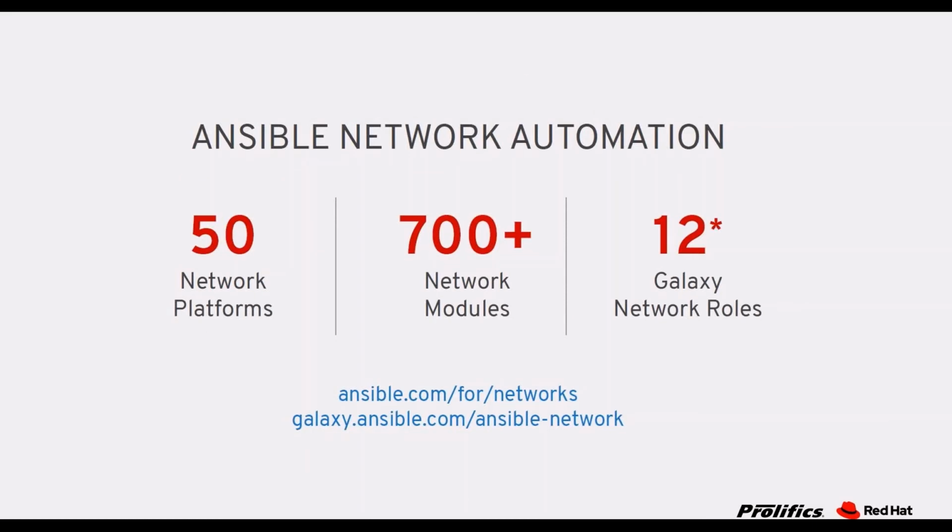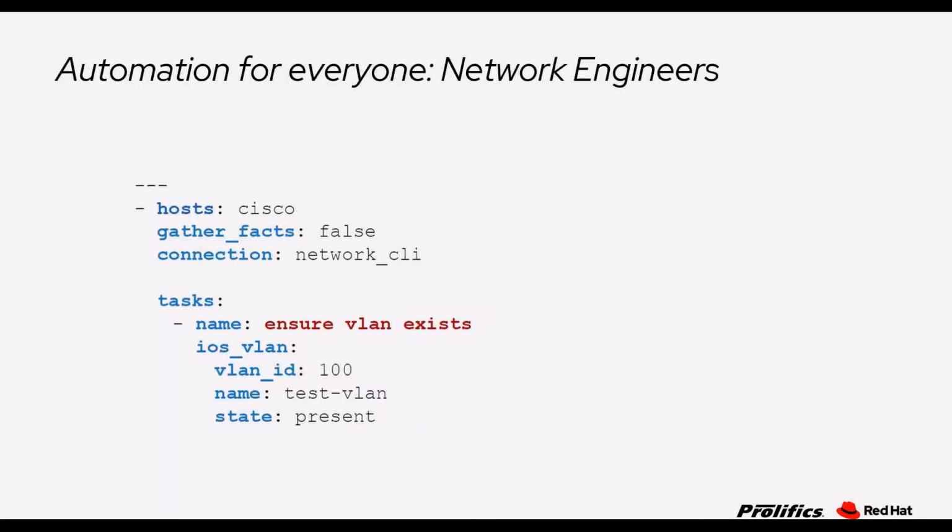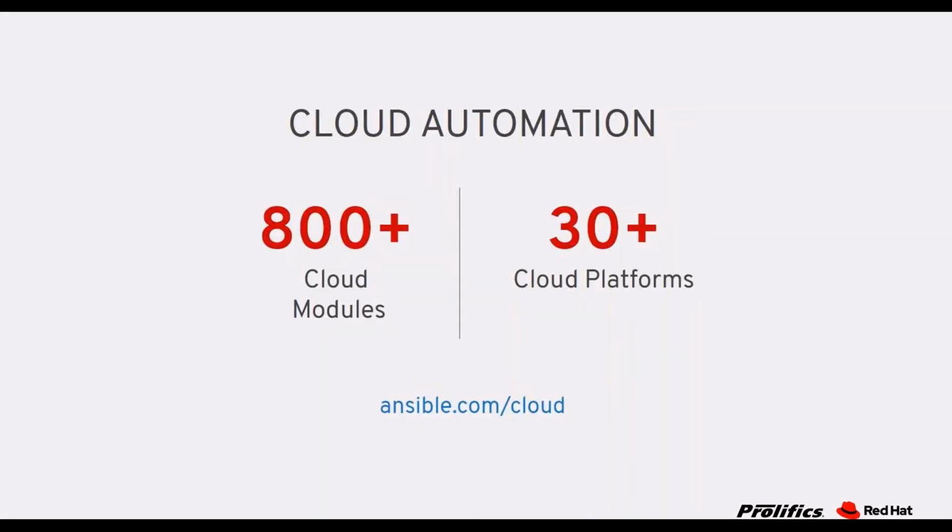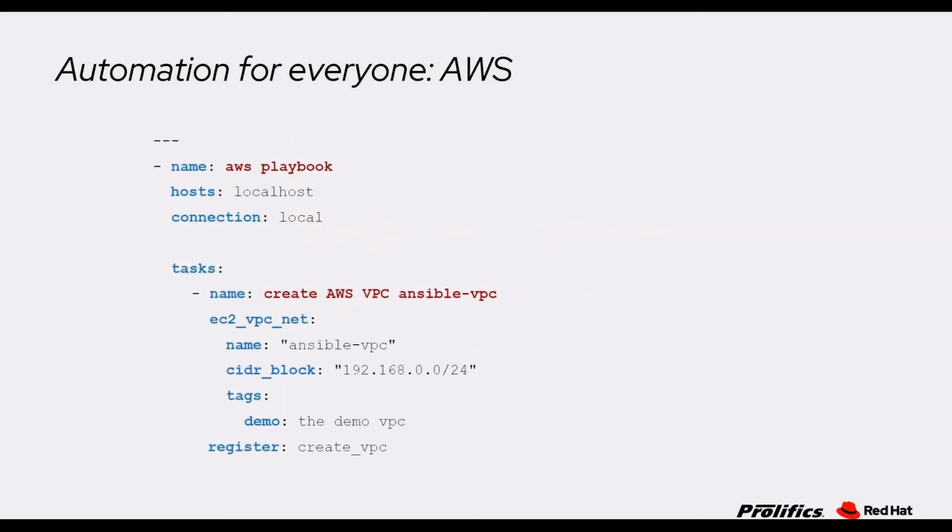For network automation as well, another popular use case, there are 50 network platforms and over 700 network modules. Cloud automation, again, has over 800 cloud modules and 30 plus cloud platforms. And on the screen right here is an example for AWS, which we'll go into in a little bit more detail later on in the demo.